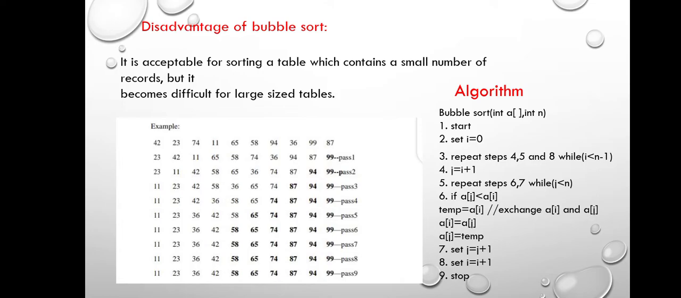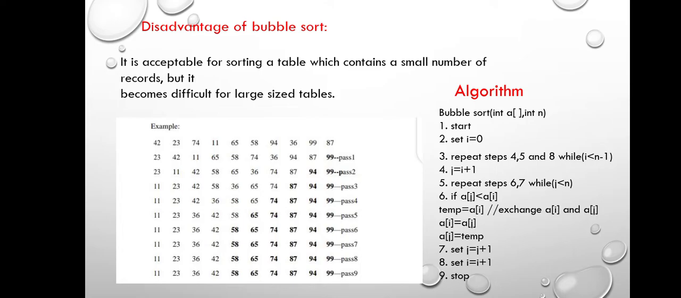Bubble sort (list, n). Start. First set I equal to 0, repeat steps 4, 5 and 8 while I is less than n minus 1. I equals I plus 1, repeat steps 6, 7 while I is less than n.